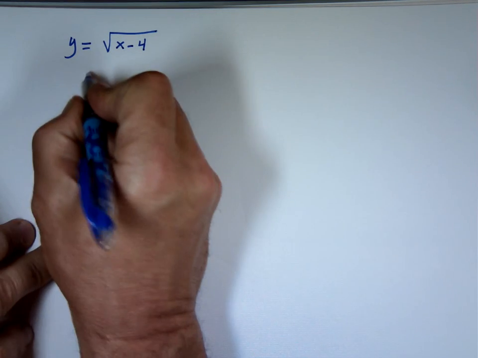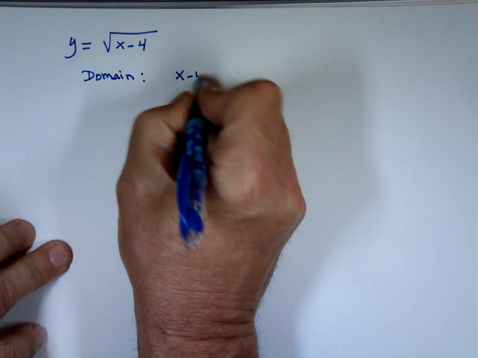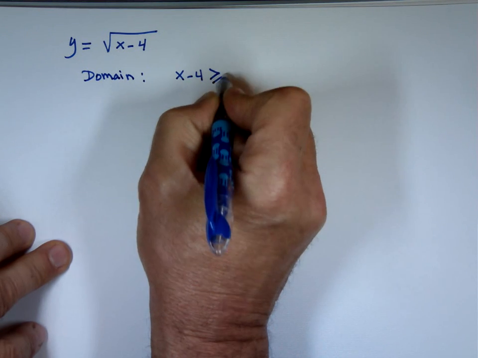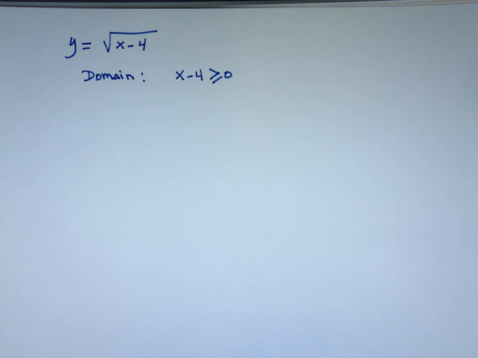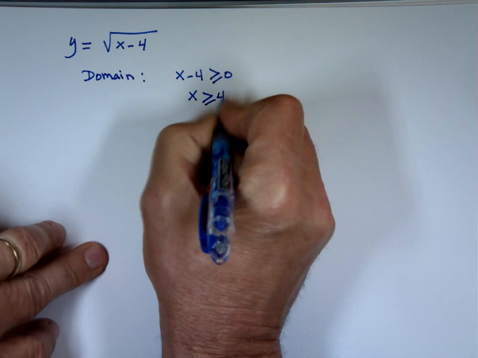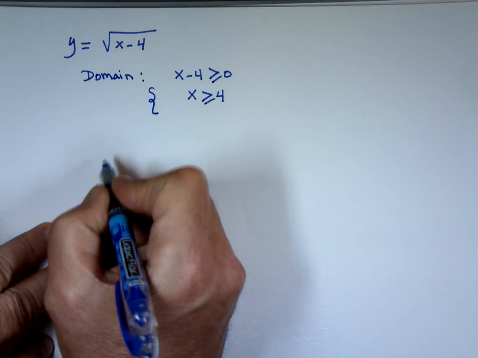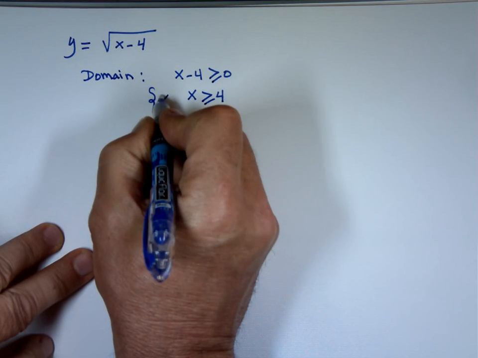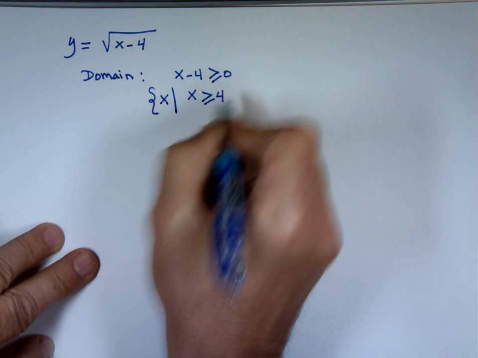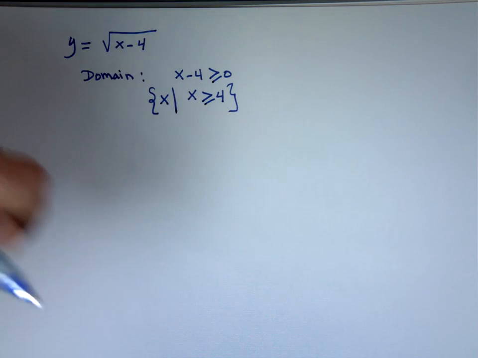The domain again: you want to make sure x minus 4 is greater than or equal to what? 0. It has to be. You can't take the square root of a negative number. Can I solve this? X is greater than or equal to what? 4. That's my domain. By the way, another way to write the answer is in set notation: parentheses, x such that, where the line means such that.